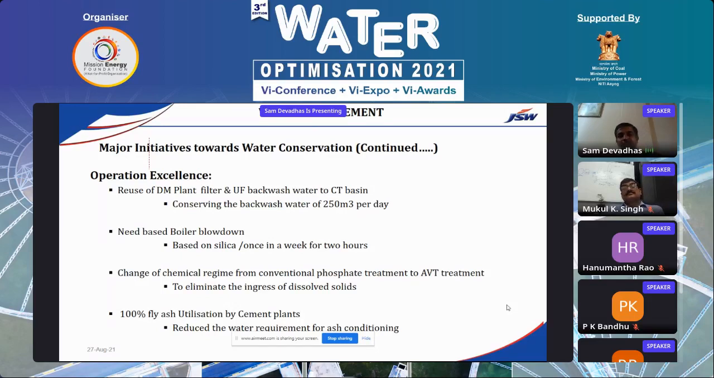And optimization of boiler blowdown. Earlier we used to operate the boiler blowdown shift-wise on a day-to-day basis, for about 6 hours. Later we looked at the parameters, instead of doing it in a customary way. Now we do it once a week for 2 hours. The water quality is maintained well and the silica levels are within limit, so water has been conserved because the cycle makeup has been reduced very much. The AVT treatment is in progress, which will eliminate the ingress of dissolved solids. That is in progress now.